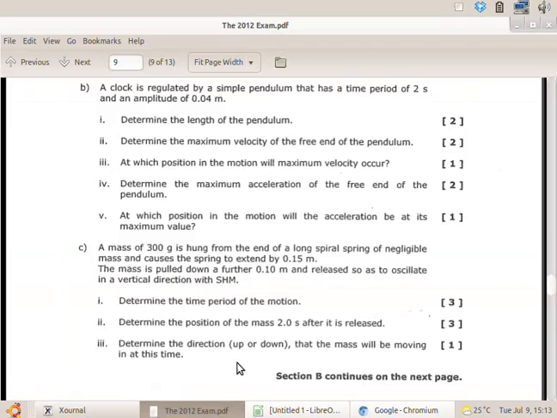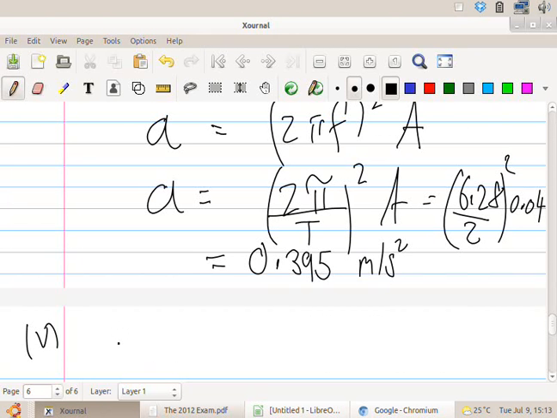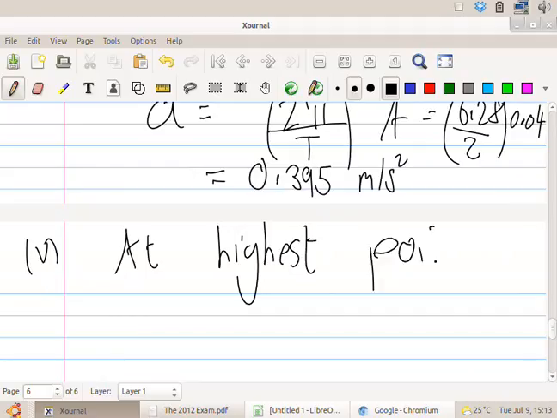Okay. Oh my goodness, same thing really again. Which position will the maximum acceleration happen at? Yeah, at the top. At the highest point. You really want to use amplitude today. At the highest point. Keep it simple.